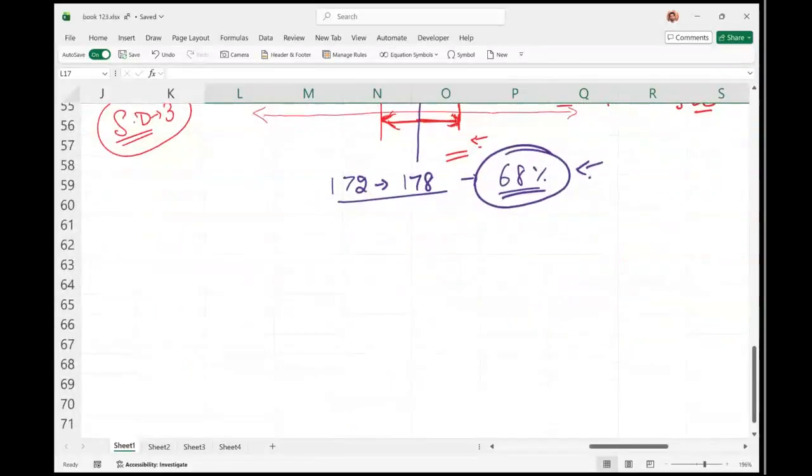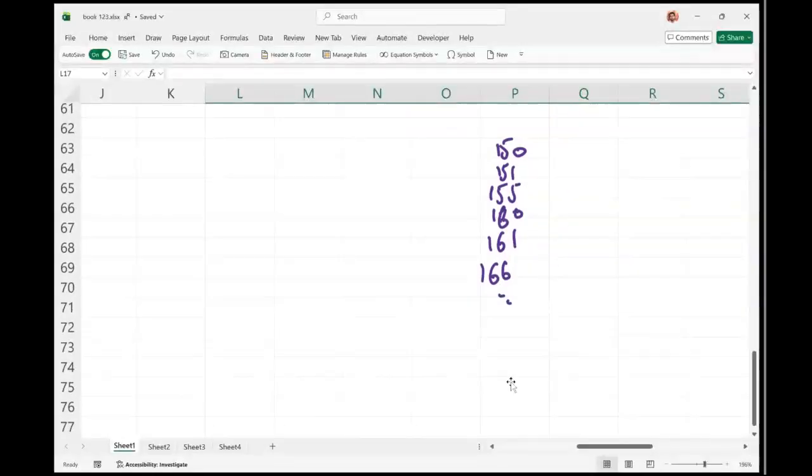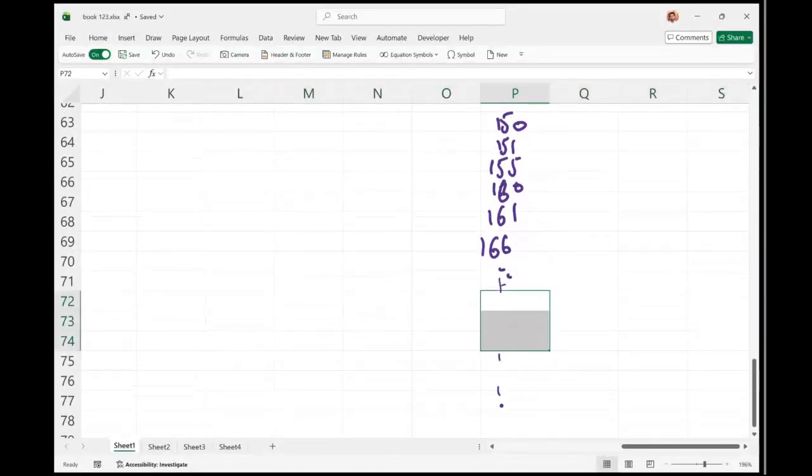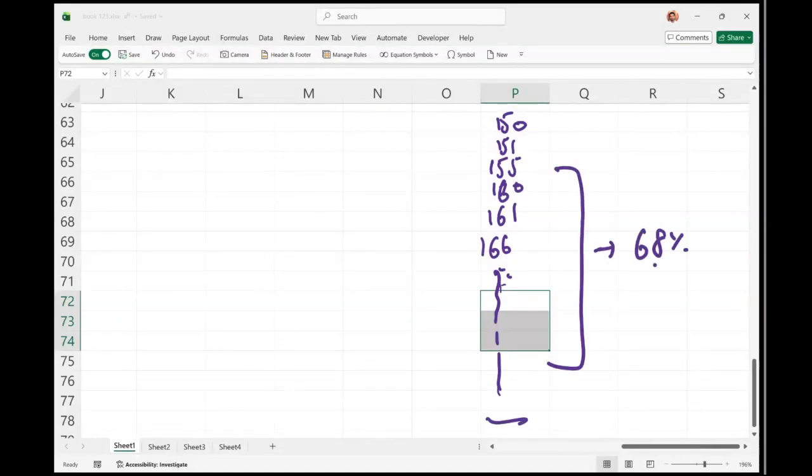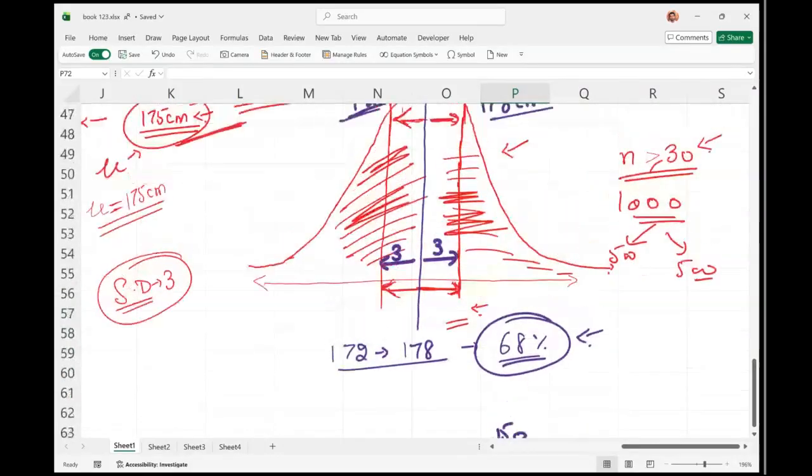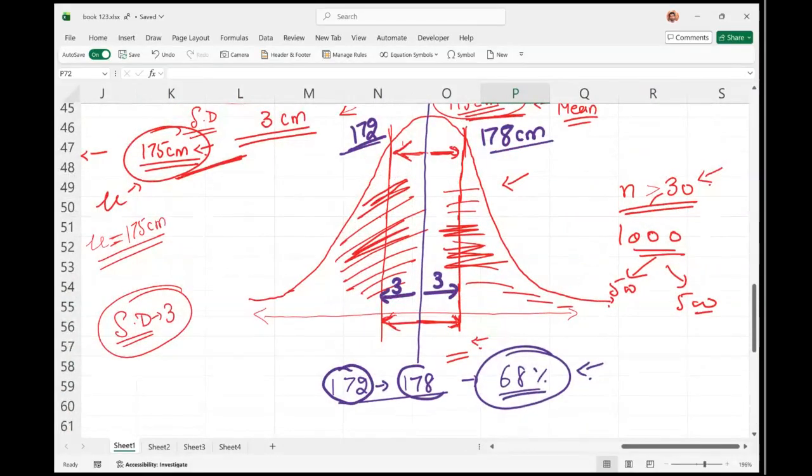So for example, you started collecting the height. The lowest was 150, then 151, then maybe 155, 157, 160, 161, 166, and so on and so forth, and you collected these data points. The middle 68% of the data will lie between 172 and 178. How did I figure out these values, 172 and 178? I moved one standard deviation to the left and one standard deviation to the right.